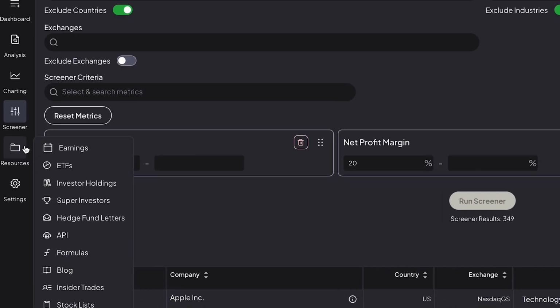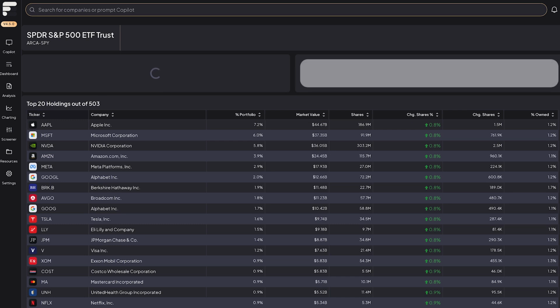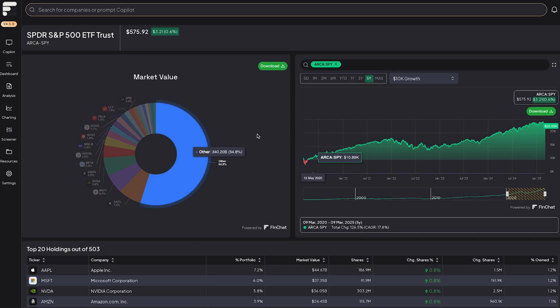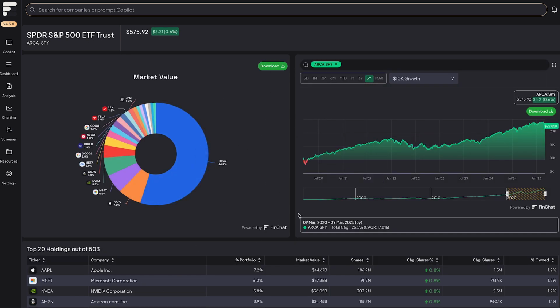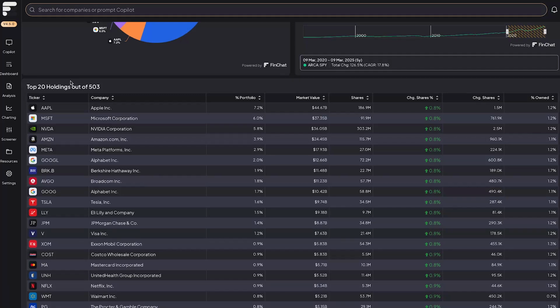The next thing is the resources tab. So here you've got an earnings calendar which will show you any future earnings coming up, but you've also got ETFs. This one's quite good because you can search for your own ETFs and it will show you the holdings of it. So here is the SPY, which is a tracking ETF for the S&P 500. 7% of it is made up by Apple. You've got Microsoft, Nvidia. You can see the top 20 holdings over here. So you've got so much information about ETFs.